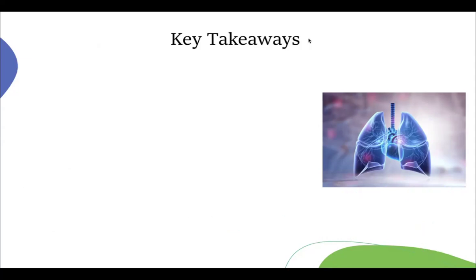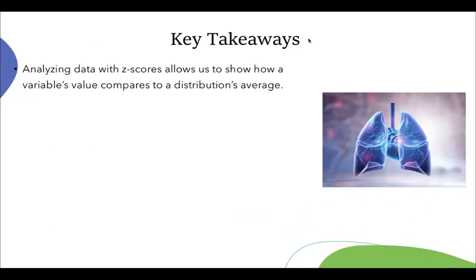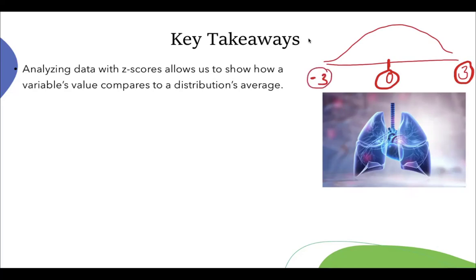Okay, so some key takeaways here. Analyzing data with z-scores allows us to show how a variable's value compares to a distribution's average. Z-scores that are high, like close to 3, are far away from average. A z-score of 0 represents the average of the distribution. A z-score of 3 would be far away from that average, and a z-score of -3 would be far away on the other side.